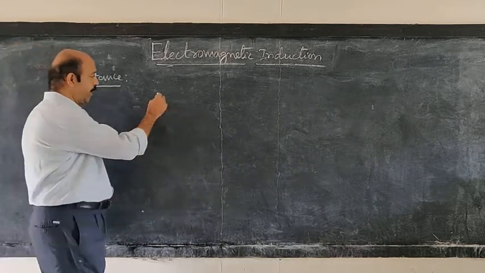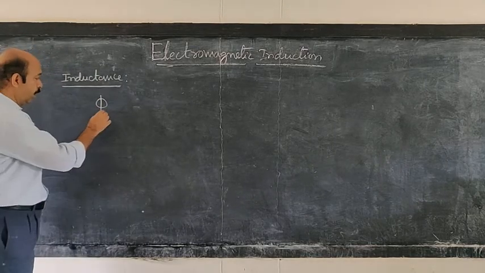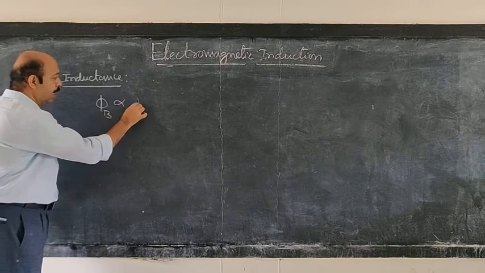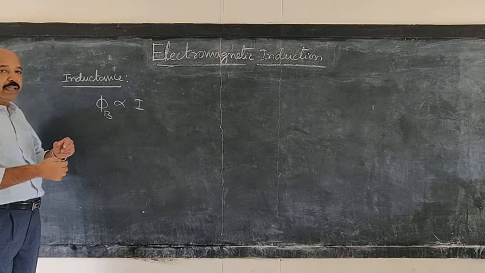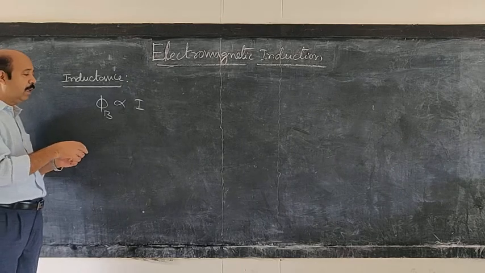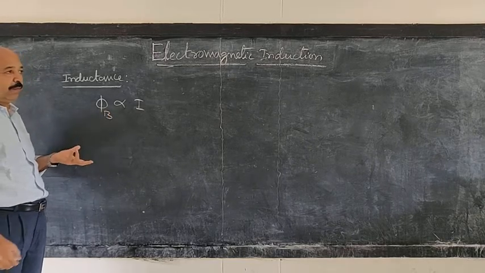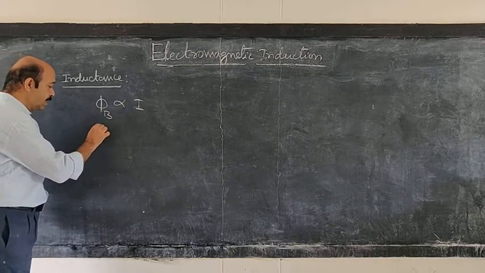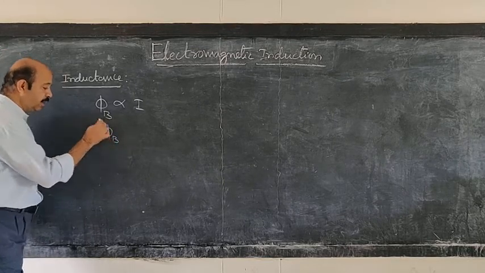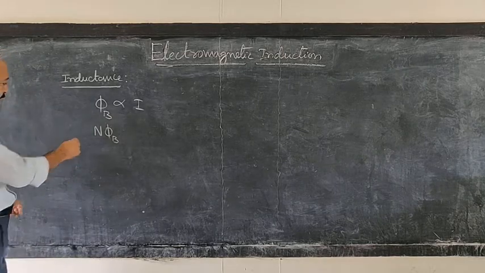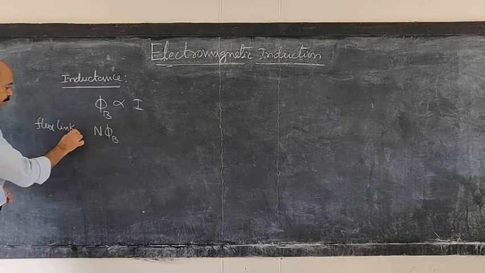The magnetic flux of a coil depends upon the current that is passing through the coil, or the magnetic flux linked with a coil depends upon the current that is passing through the nearby coil. Now, if the coil has N number of turns, the total flux linkage is called N times phi. This is called flux linkage.